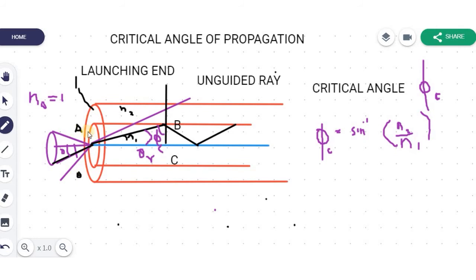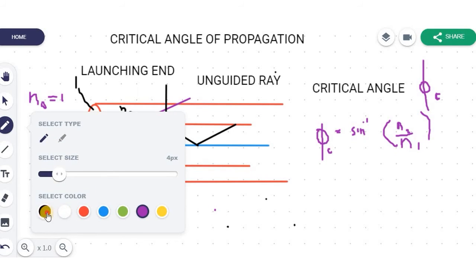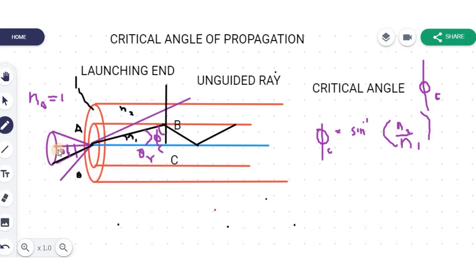So I'll name this angle, the angle with which the light ray enters the fiber. Normally I'll name it as theta I, the angle of incidence. This is the angle with which it enters the fiber, on the surface of the cone. Only those rays which are on the surface of the cone or inside the cone will propagate through the fiber. Others will be refracted out.